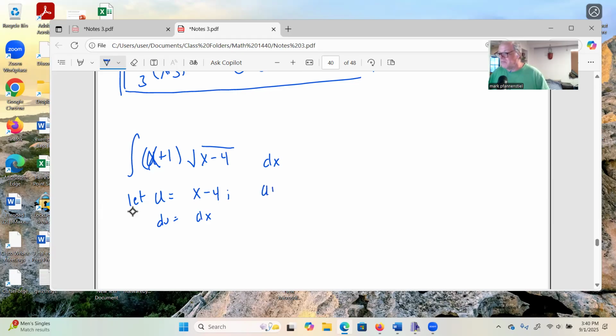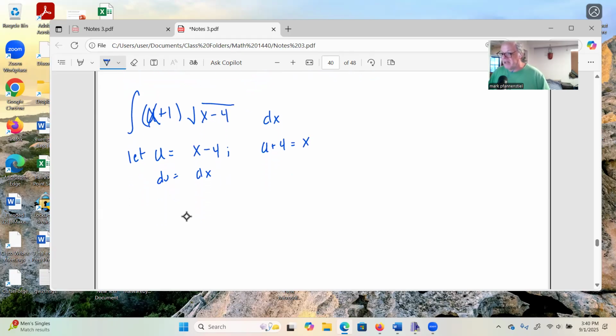So we have u plus 4 is equal to x. All right, so let's go ahead and substitute all of that. So we have the integral of u plus 4 plus 1, that's my x plus 1, times my square root of x minus 4.